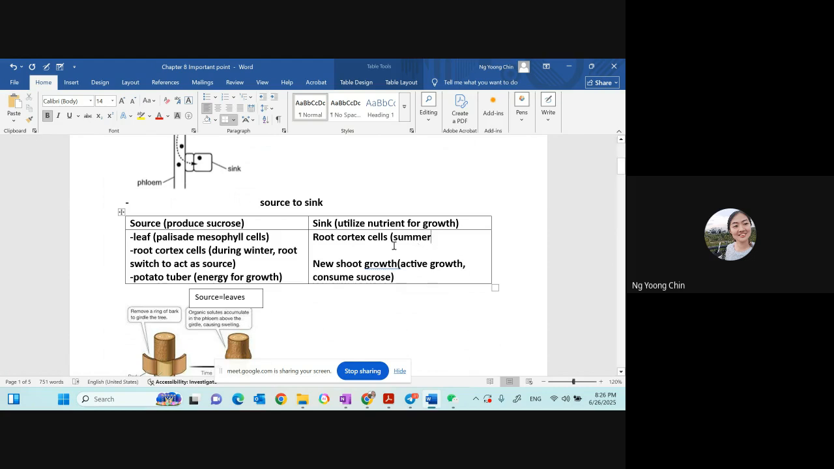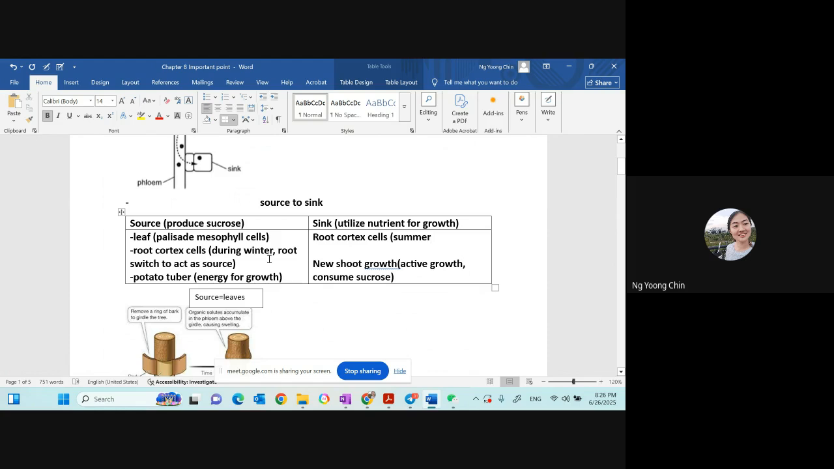So the root cortex cells are sink, because the source, which is a leaf, is able to produce glucose. So the glucose or the sucrose will be transported to the place where they need to store the excess nutrients. They will store these excess nutrients in the sink. So one of the sink examples is the roots, which is the root cortex cell. So in the summertime, the root cortex cell becomes a sink because it stores the nutrients.